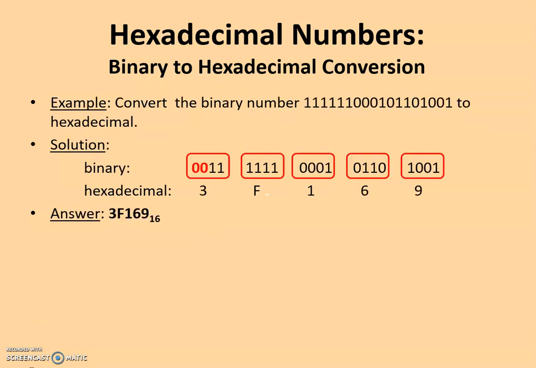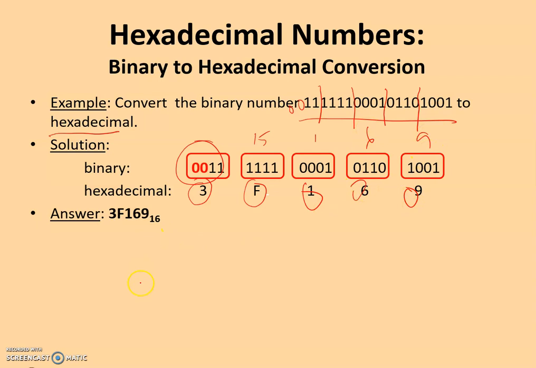Next example, convert this binary number to a hexadecimal number. Okay, you break it again into 4-bit groups: 1, 2, 3, 4. You see it's not enough, so you add another 2 zeros. So you have 0011, which is 3. This one is F. This one is 1, just 1. This one is 6, and this one is 9. So this whole long binary number is equal to 3F169 in base 16.